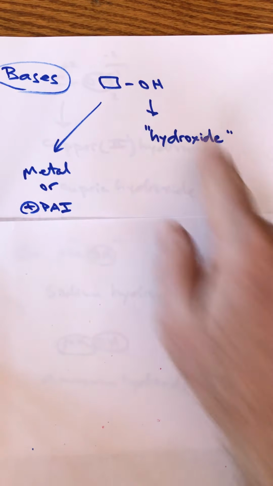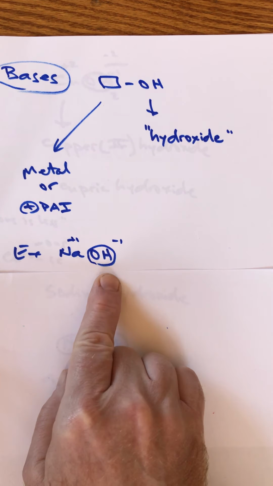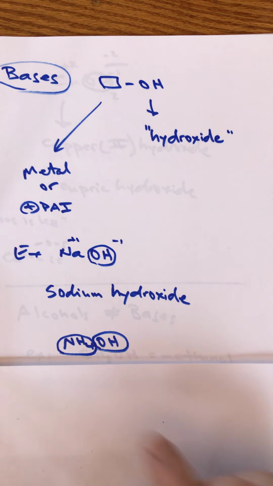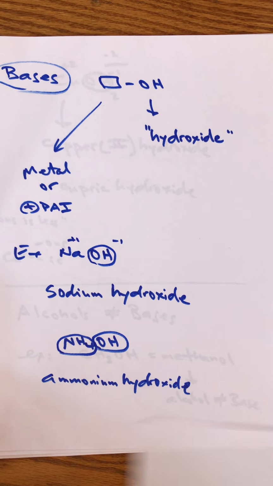Bases, something that is ending in the polyatomic ion hydroxide. So it's either a metal or a polyatomic ion that precedes it. So something like NaOH, sodium, that's group 1 plus 1, OH is -1, that's sodium hydroxide. You've got a polyatomic ion like NH4 positive, that's ammonium hydroxide.